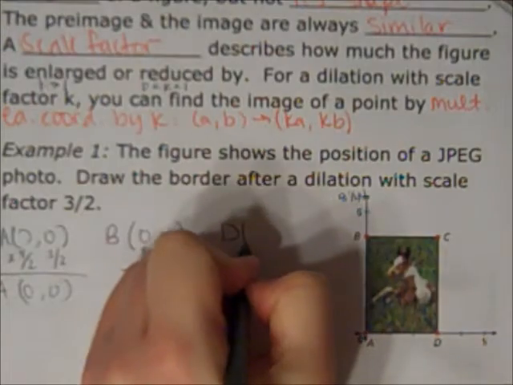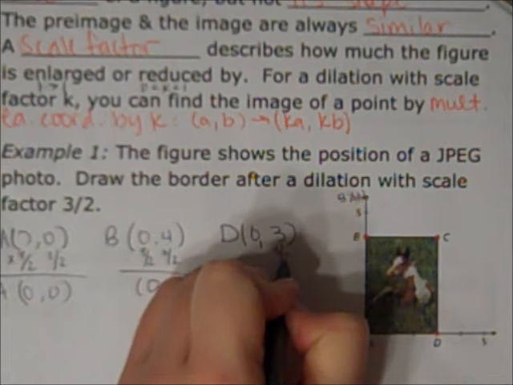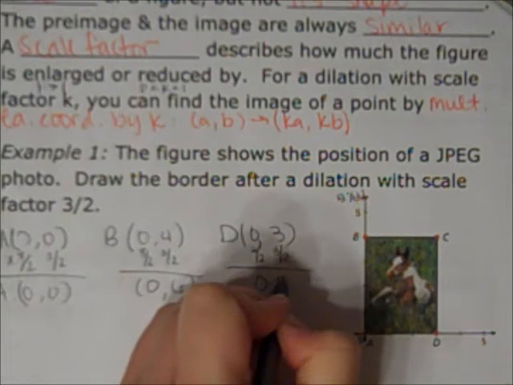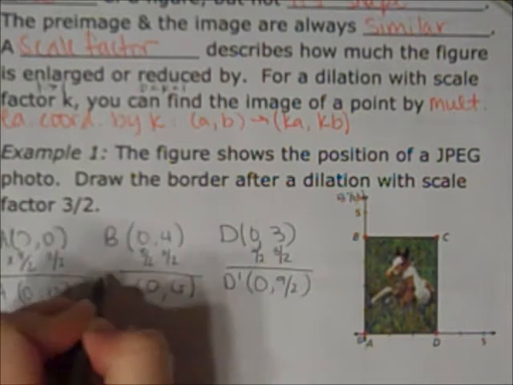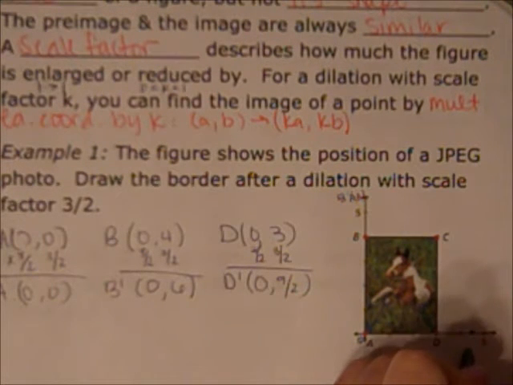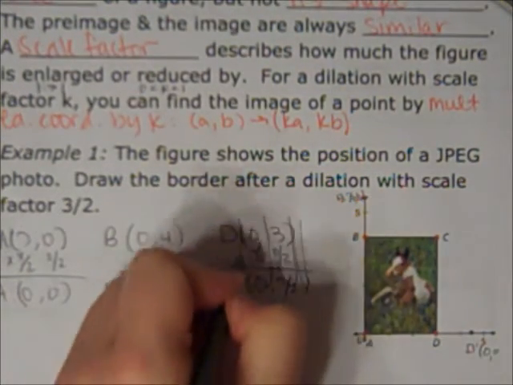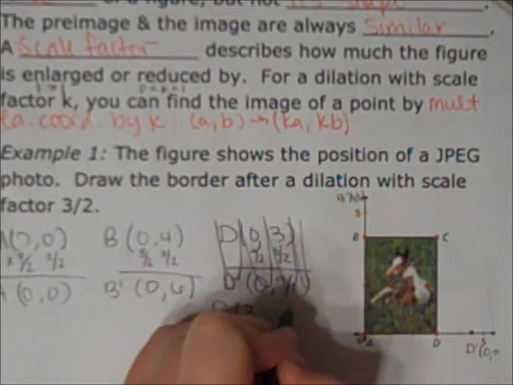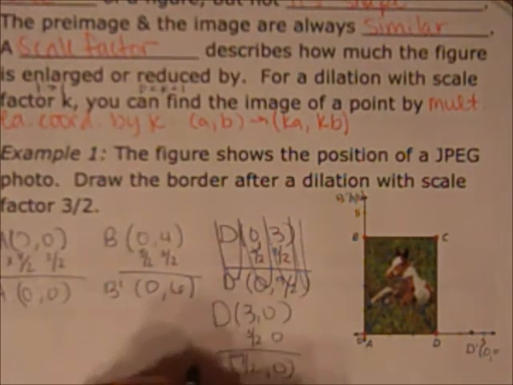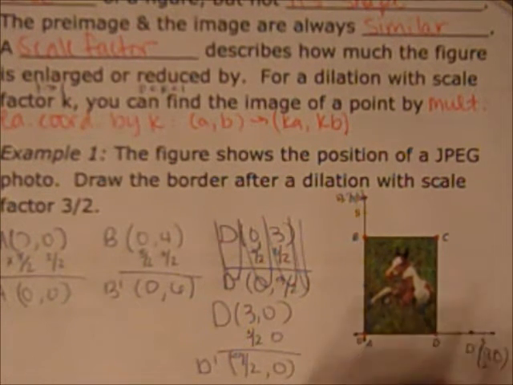Then let's move over and do D. D is at 0, 3. So that's still going to be at 0. 3 times 3 is 9/2 for D prime. Oops, I did that backwards, didn't I? I'm a dork. How about D is at 3, 0? It doesn't really change the answer. There we go. Sorry. So this is at 9/2, 0.